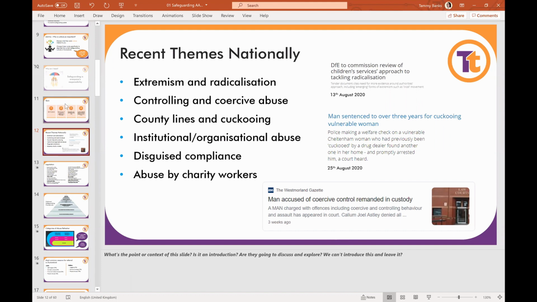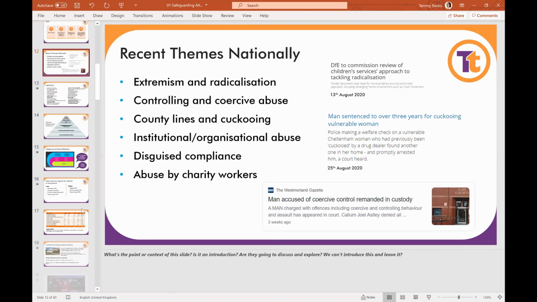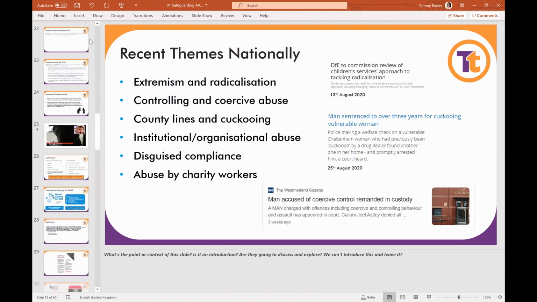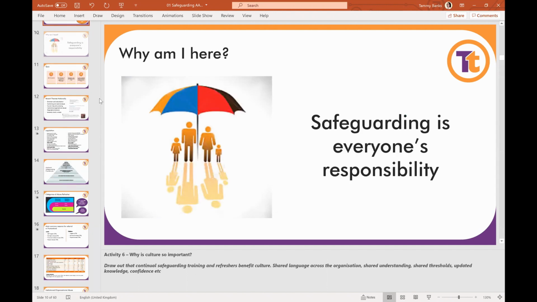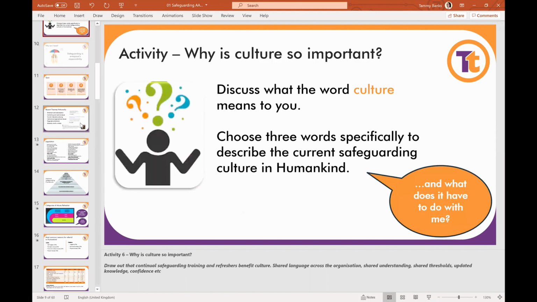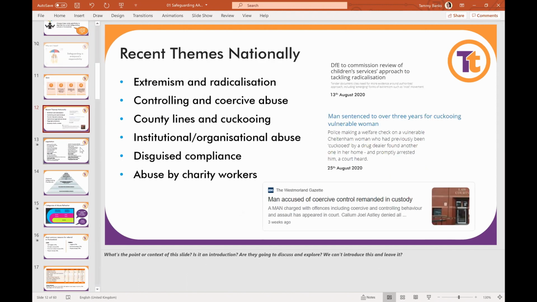So we've done the quiz, which is kind of checking their current knowledge or what they remember, and what will come out of this is that they don't particularly remember a lot, but different people will remember different things. That's absolutely fine. But then this one goes straight into recent themes nationally, and then you go straight into legislation, straight into categories of abuse, and then down here you start exploring it in detail. I don't quite understand why you've done it in that way.